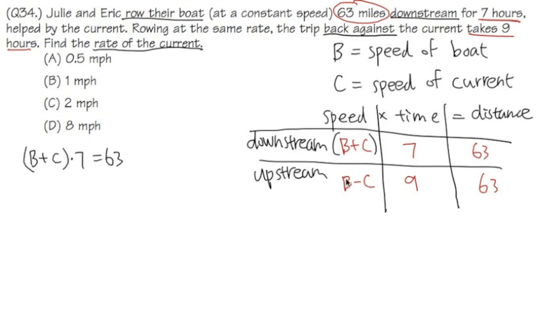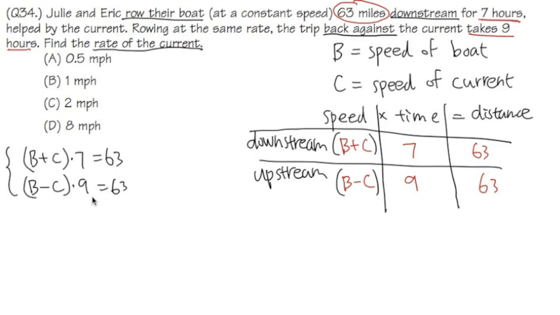Okay. And then the second equation, it's very similar. We are going to read this across, but then put parentheses around the B minus C. We have to calculate this quantity first. So we have B minus C in the parentheses times 9 equals 63. That's the second equation. And these are the two equations with two unknowns that we need to solve.